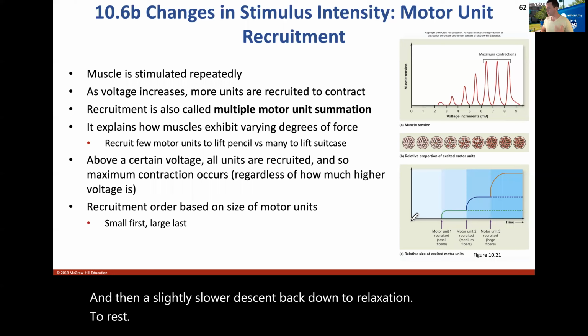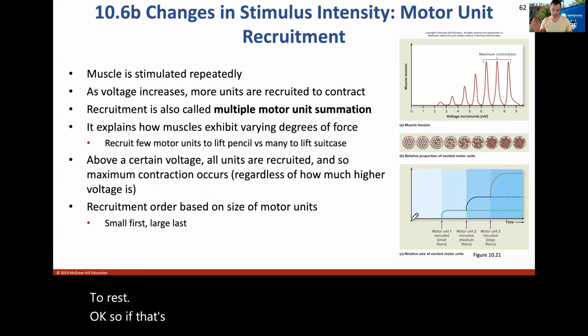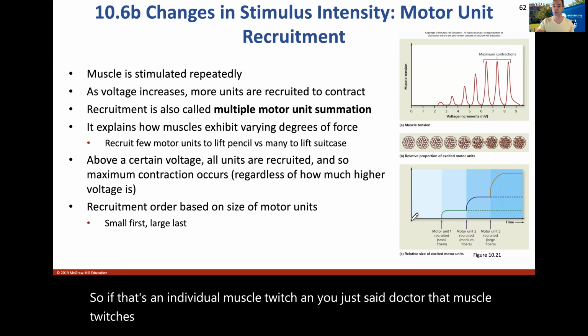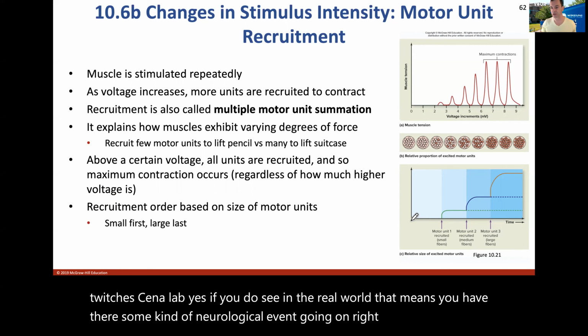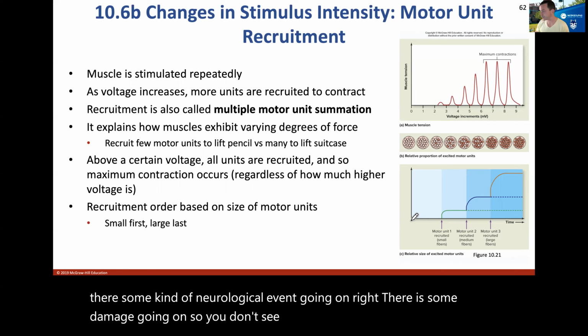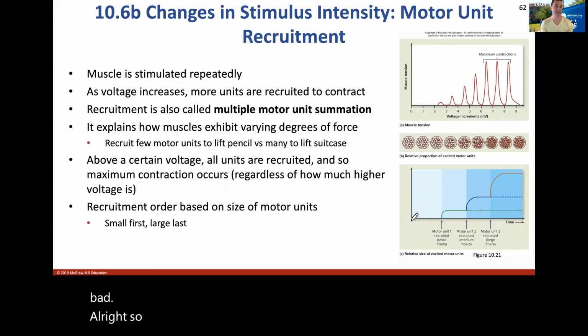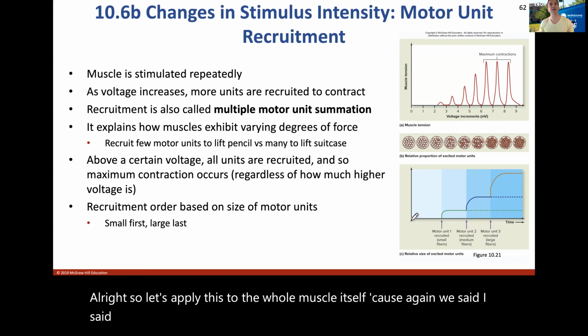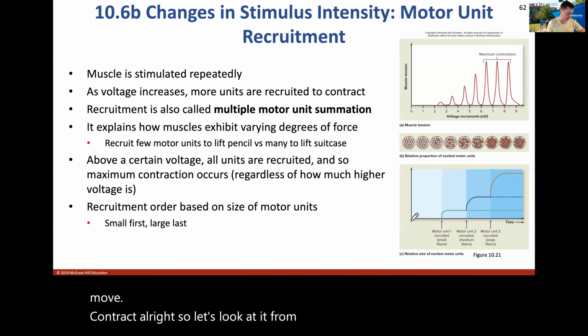Okay, so if that's an individual muscle twitch, and you just said, Dr. T, that that muscle twitch is seen in a lab, yes. If you do see it in the real world, that means there's some kind of neurological event going on, right? There's some damage going on, so you don't see it normally, all right? But if you do, that's bad. All right, so let's apply this to the whole muscle itself, because again, I said that a muscle twitch isn't enough to get the whole muscle to fire and move, contract. All right, so let's look at it from a bigger aspect.